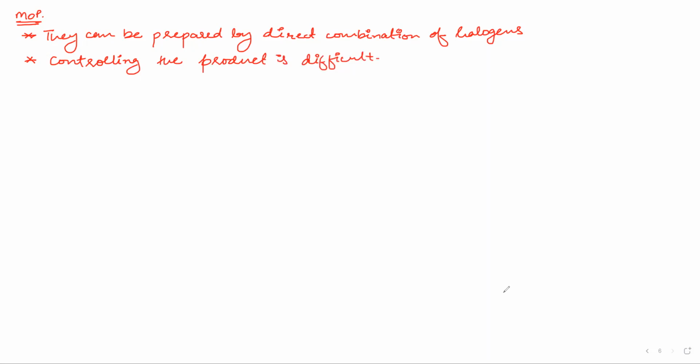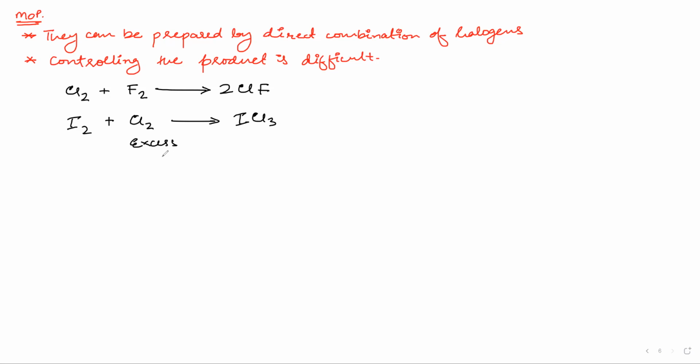Okay. For example, you can make AX' products very easily. For example, you have to make ClF. So you will have Cl2 plus F2, and you will take this in equal volume or equal concentration, and you will get 2 ClF. Okay. But if you have, for example, I2 plus Cl2, if the Cl2 is in excess, you can make either ICl3 or even ICl5. Okay, so this type of controlling is a bit difficult.